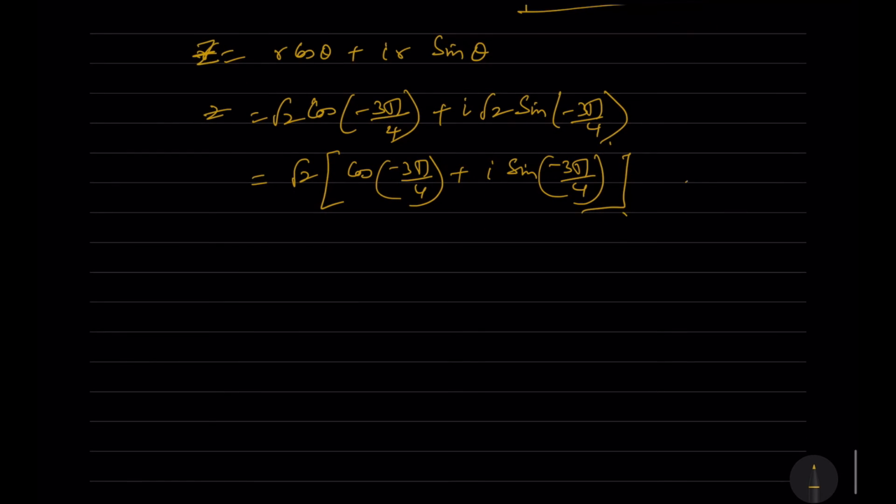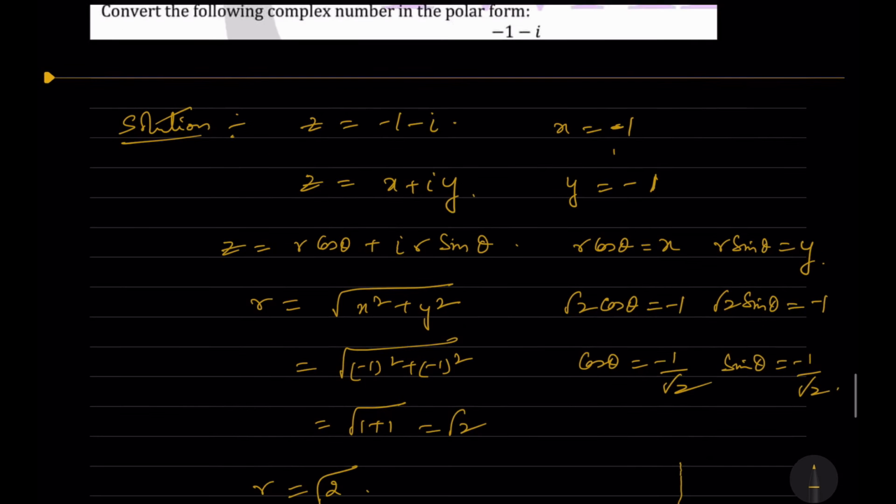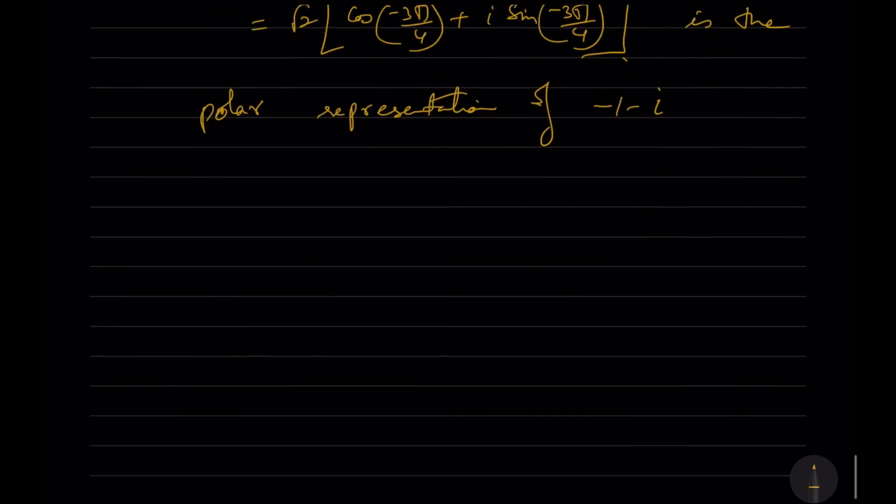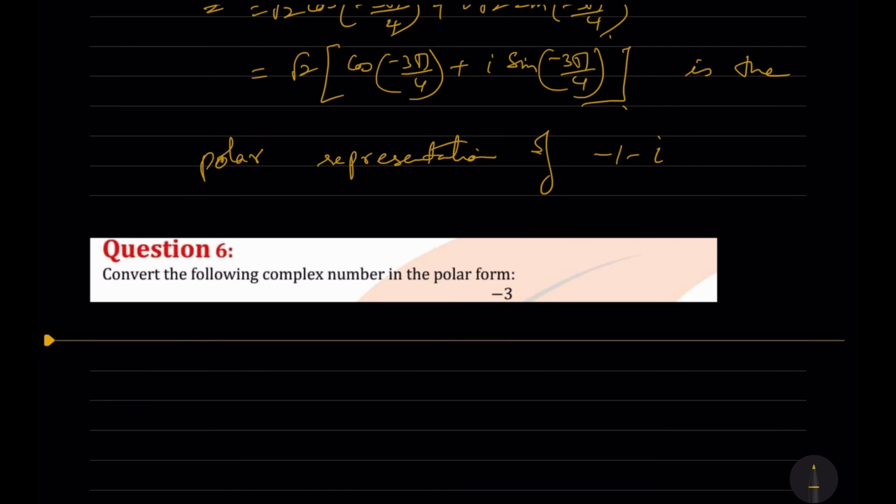This is the polar representation of minus 1 minus i. So this is how we got the fifth one. Now we'll go to the next solution.